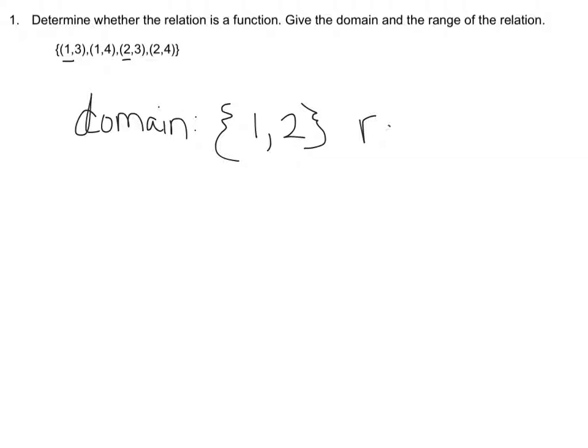Next, we can list the range. The range is the set of all unique second components, or y values. And again, we don't need to list any duplicate values. So we have a 3 for the y, a 4, and then we have a 3 and 4 again. So our range is just 3, 4.